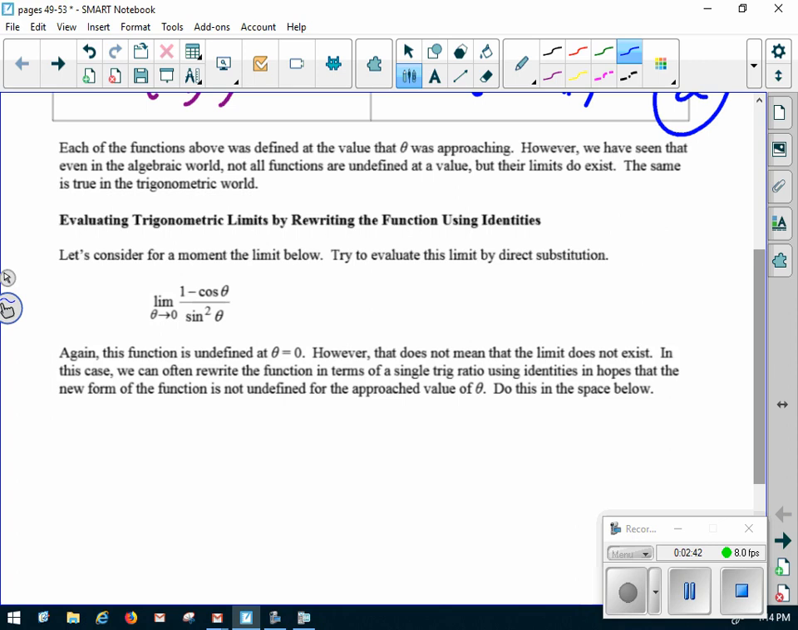Each of the functions above was defined at the value that theta was approaching. However, we have seen that even in the algebraic world, not all functions are defined at a value, but their limits do exist. So there could be a hole, but still have a limit. The same is true in the trig world.